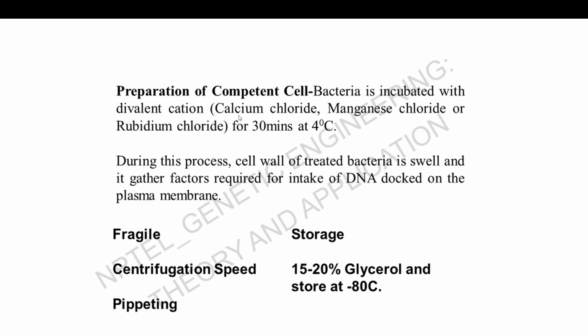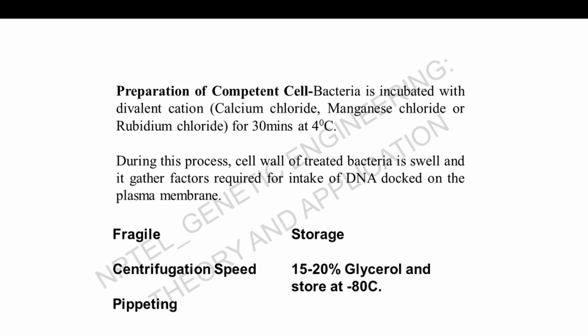Now, how do we really prepare a competent cell? Bacteria are incubated with divalent cations, like we have been talking about: calcium chloride, manganese chloride, or rubidium chloride. Magnesium chloride can also be used, for a certain time at low temperature. During this salt treatment, the cell wall of the treated bacteria swells up and gathers factors which are required for the uptake of DNA, which has been docked or absorbed onto the cell membrane.